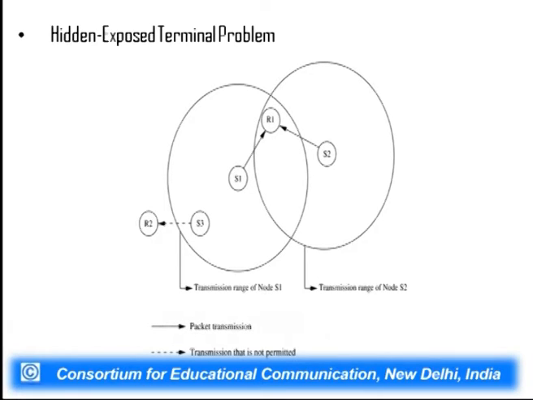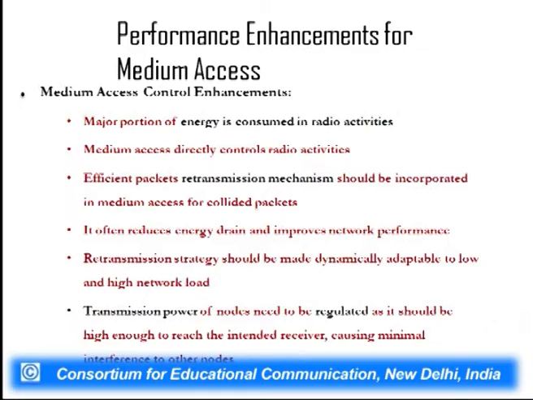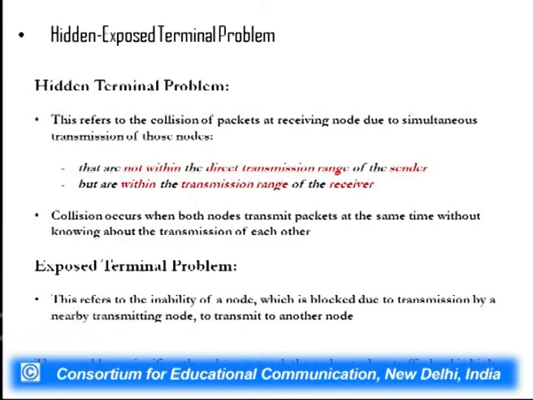And in wireless there is a theory that whenever a receiver gets packets simultaneously, they get collided and the data gets corrupted. So this is known as the hidden terminal problem. Here the collision occurs when both the nodes transmit packets at the same time without having knowledge about the transmission of each other.